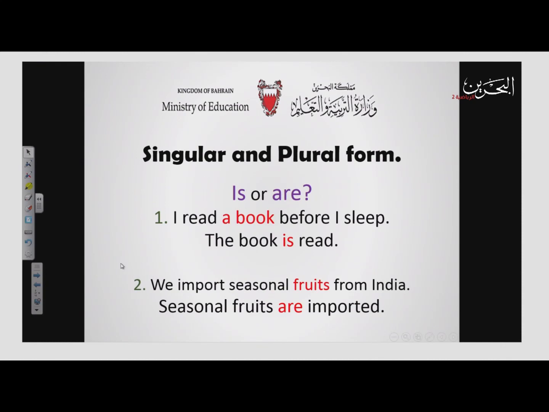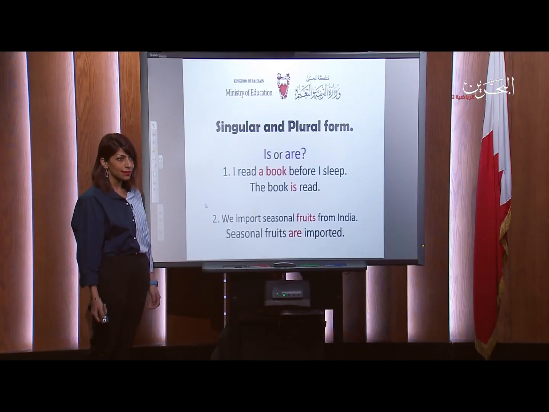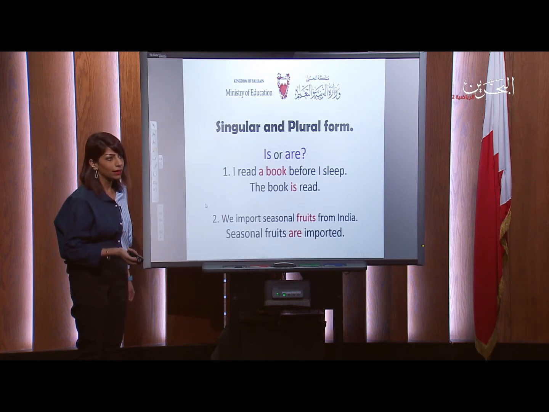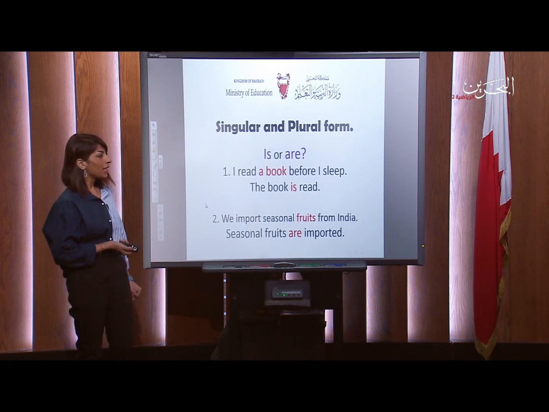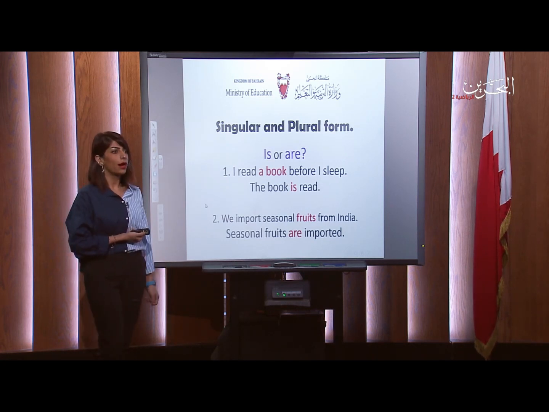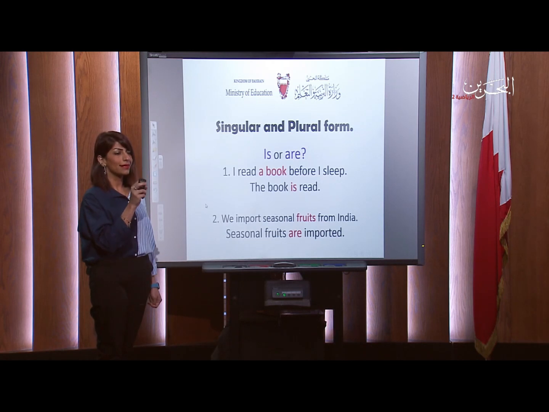Now, let's move to the second objective, which is is or are. And I'm sure that you have previously taken this, but we need to emphasize it in order to read it or say it or write it well. I mean the passive tense. Now, let's see. For example, I read a book before I sleep. What is the object? It's a book, which means it is one. It is singular. So, when it comes to passive, I say the book.